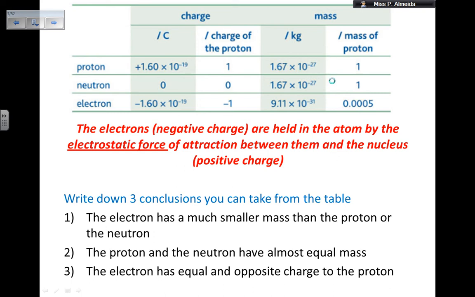And finally, the electron has an equal and opposite charge to the proton, as you can see in here, okay? So neutron, no charge. And then the charge comes in coulombs, by the way. In a proton, we have a positive 1.60 times 10 to the power of minus 19. And for the electron, we have a negative 1.6 times 10 to the power of minus 19, okay?